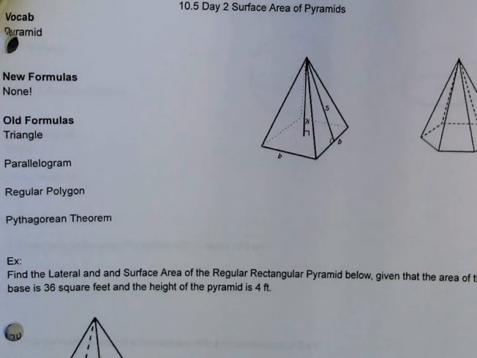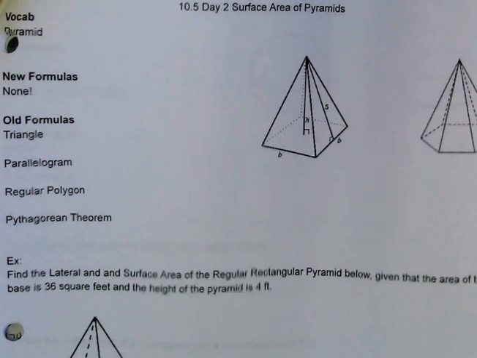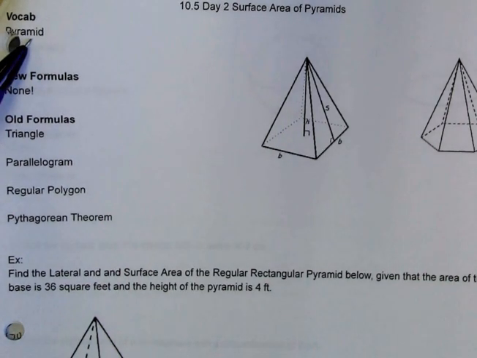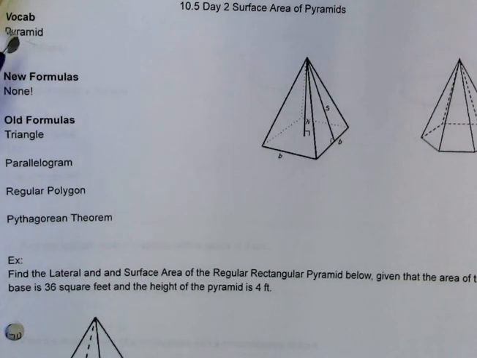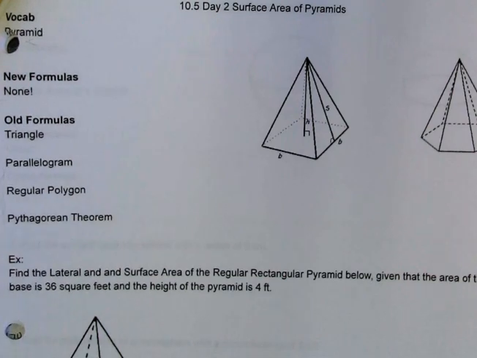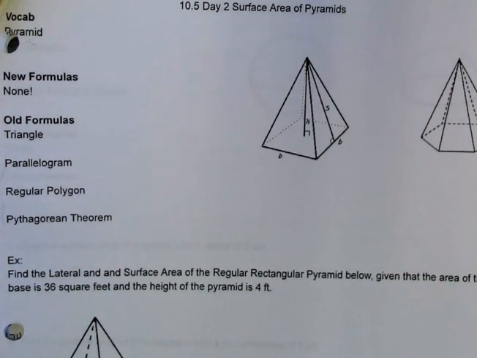I'm going to talk about the surface area of pyramids and do the example in your packet. I'm not going to spend a lot of time on vocab. You can find most of this in your book, and actually all of this is review. So there's no new formulas in this section. You do need to know what a pyramid is, which you can refer back to 10.1 for that. And then some old area formulas, which we've talked about already in this packet.